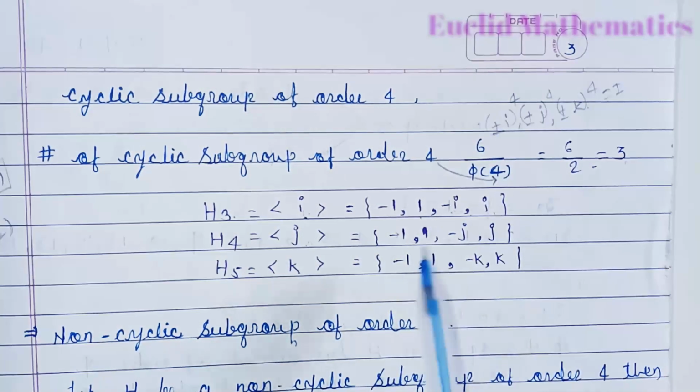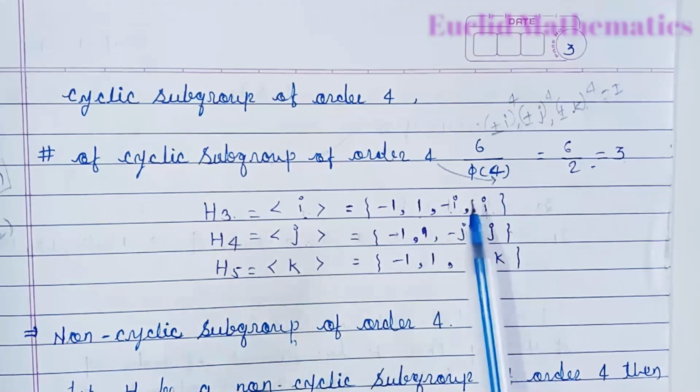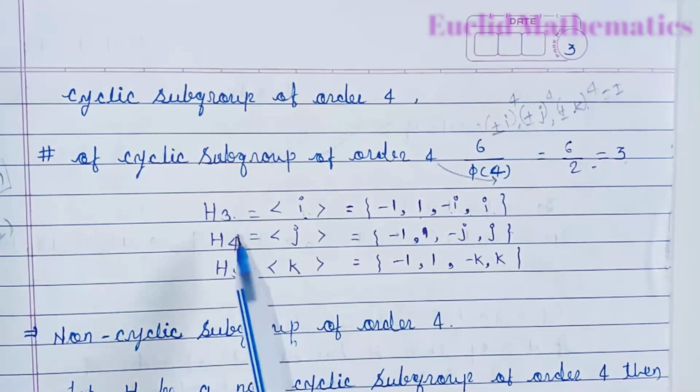You can check here that the number of elements present is 4. So our cyclic subgroups have order 4, and there are 3 of them.